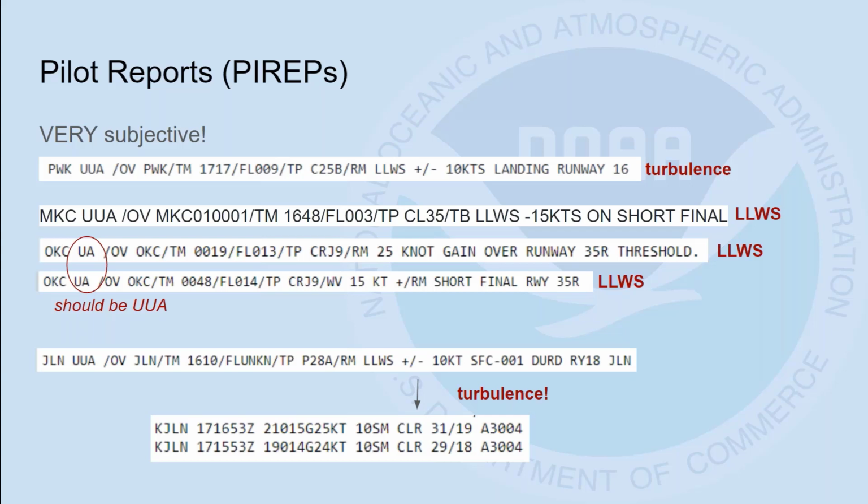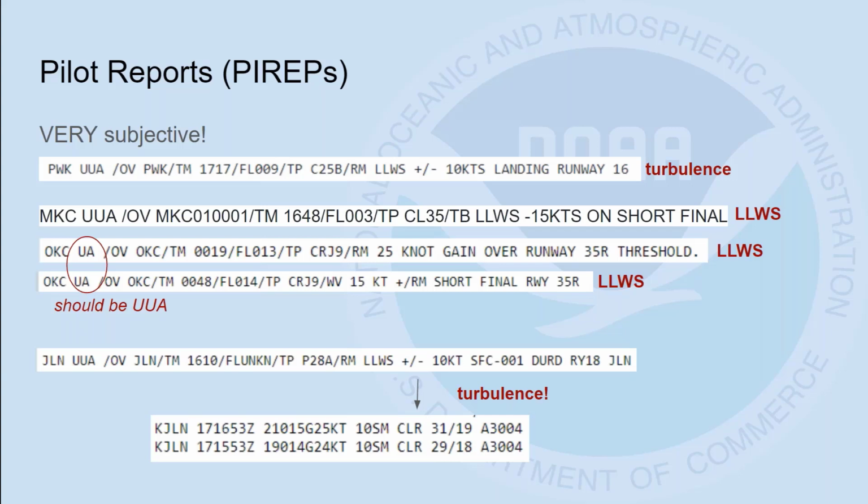So here's a couple of examples of pilot reports. And again, PIREPs are subjective based on the type of aircraft. Obviously smaller aircraft are going to experience more turbulence in certain conditions than larger aircraft and so on. But when you're looking at low-level wind shear, what we see most often reported is this plus-minus 10 knots landing or taking off on short final. You see those kinds of things.